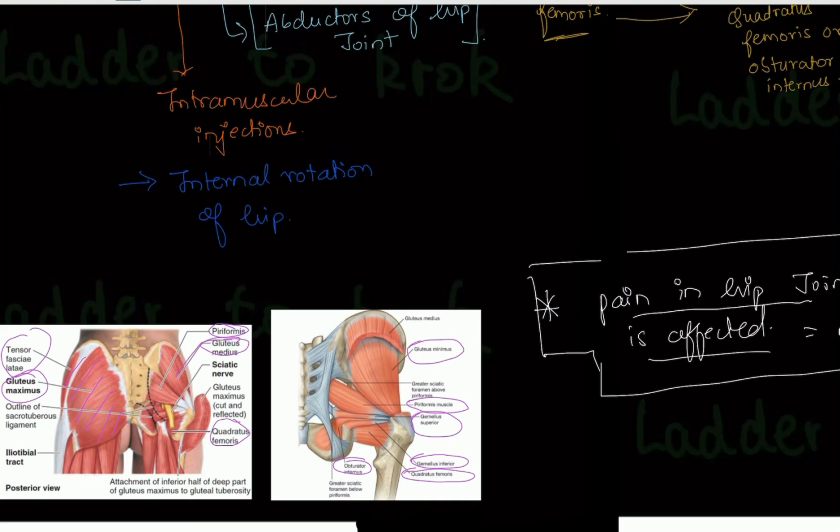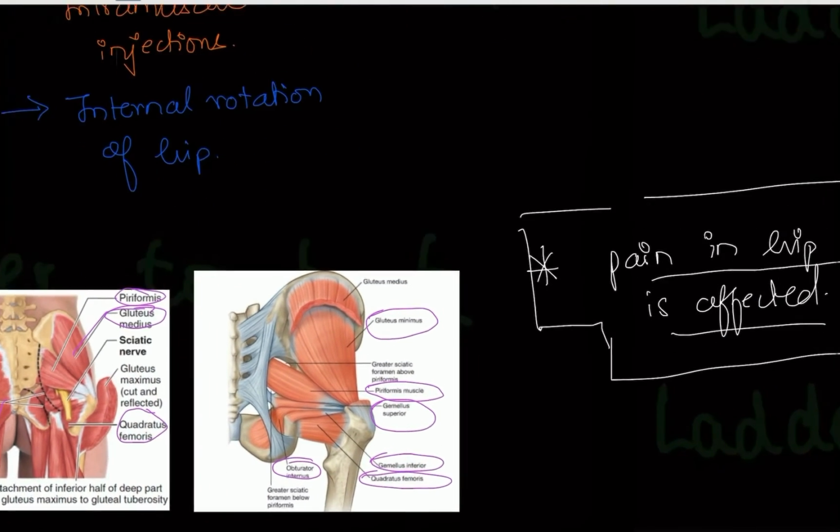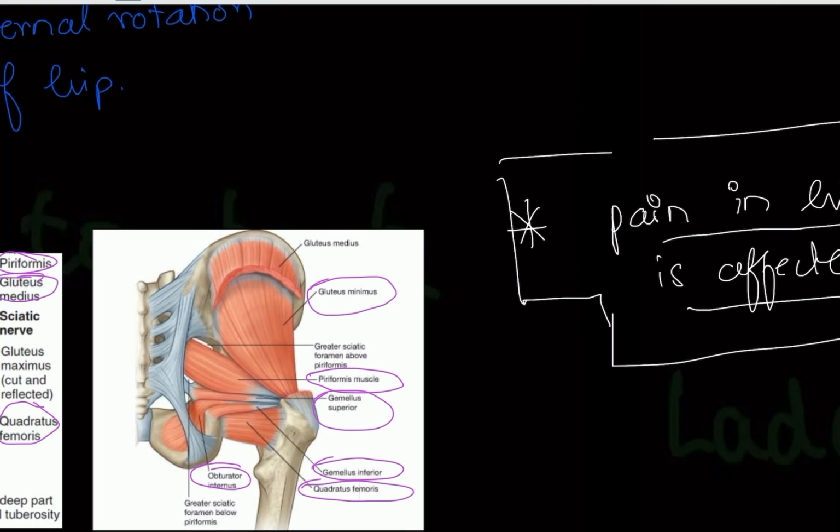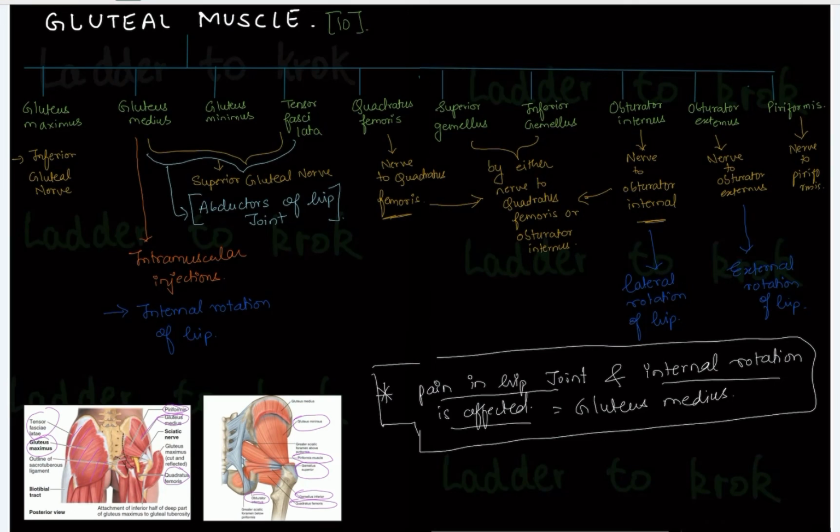Besides the gluteus maximus, you can see the tensor fasciae lata. You can see the piriformis muscle. Then below the piriformis, there is superior gemellus, and below the superior gemellus, you will have inferior gemellus, and below that, you will have quadratus femoris. I hope these muscles are clear to you, and you know how they are present now. You don't have to worry about drawing them.